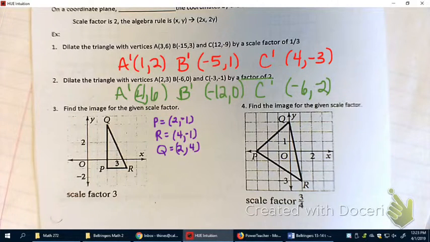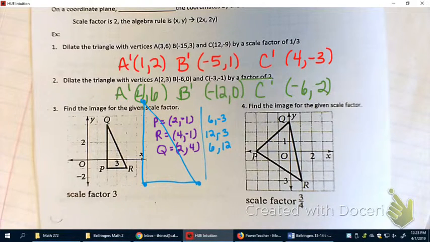So if the scale factor is 3, I'm going to multiply it all by 3. Now, there's not enough room for me to draw this on here, but I'm going to do the best I can. Okay? 6, negative 3 I can do. 12, negative 3 I can't. 12, negative 3 would be out here somewhere. And then 6, 12 is going to be way up here somewhere off my paper. So I'm just going to do the best I can and just try to draw it. And I know it's going to be quite a bit larger than the original. Okay. The ones that you'll have, most of them, you'll be able to draw the picture on there better than I was able to. Okay.